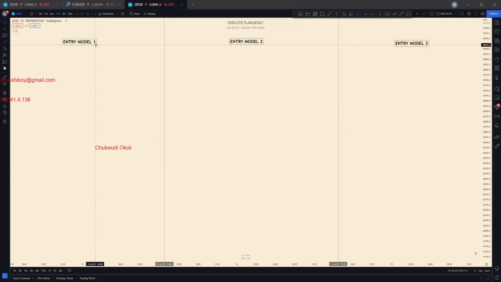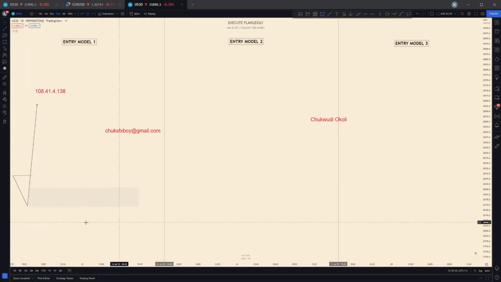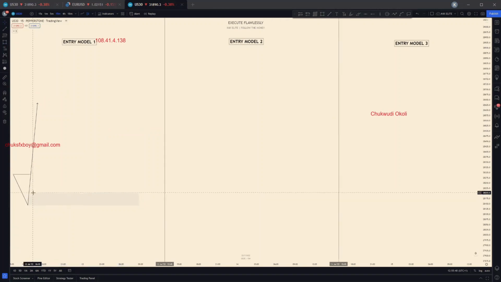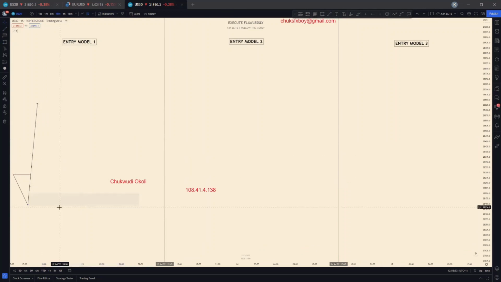So I love this entry model 1. It really helps you with your discipline and patience, because you're just having your high time frame POIs marked up and waiting patiently for that to happen. For example, let's say we have a 4-hour bullish order flow range just like this, and we get a 4-hour POI just like this, which could be the extreme of the range. It could be an SD flip of the range. Let's just make it simple and say it's a 4-hour demand zone, right?